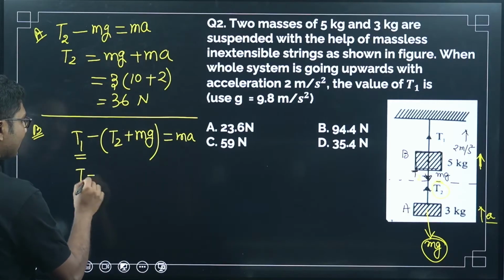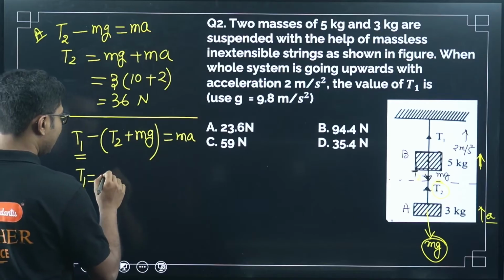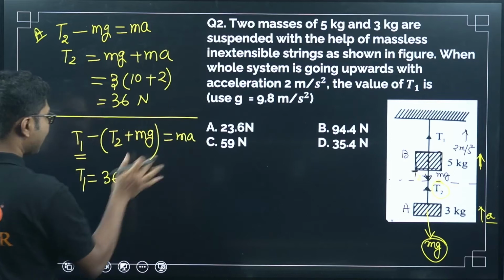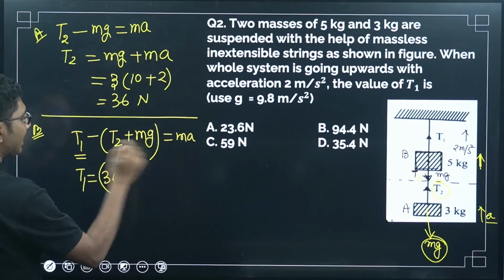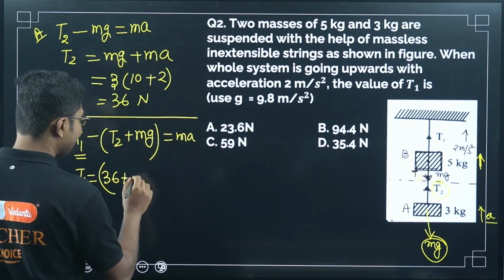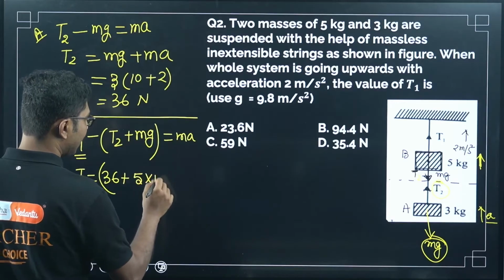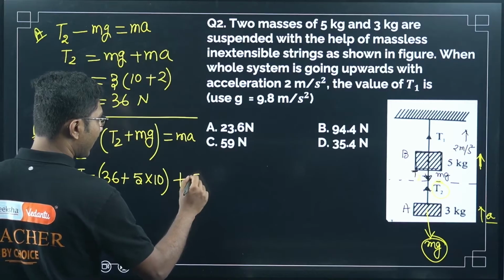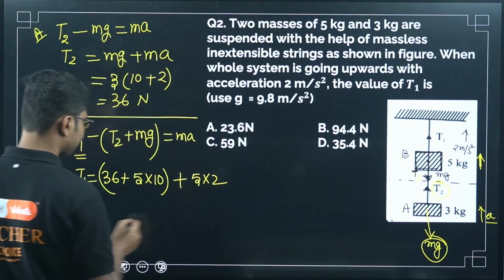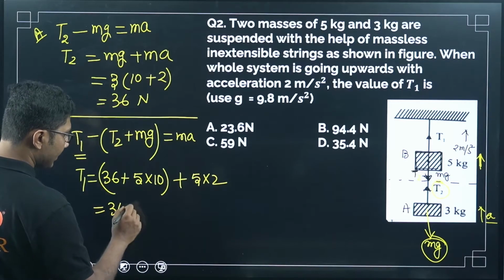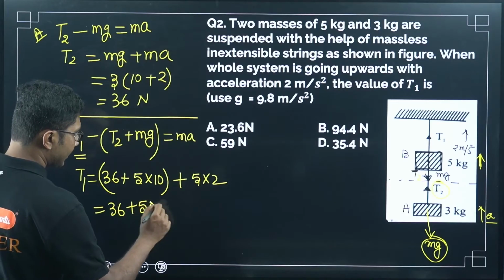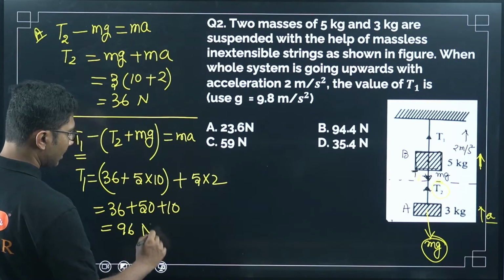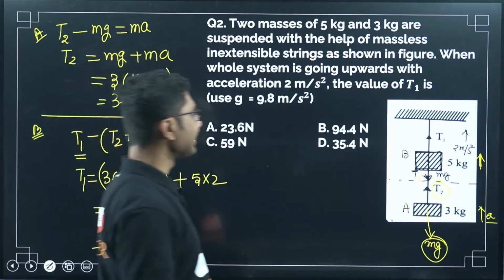So T1 is basically equal to T2. T2 is 36. Okay. This entire thing goes to the other side and becomes positive. So mg, in this case m is 5, g is 10, ma is already there waiting, so it will be 5 times 2, so 36 plus 50 plus 10, so it is equal to 96 Newton. So T1 is 96 Newton.